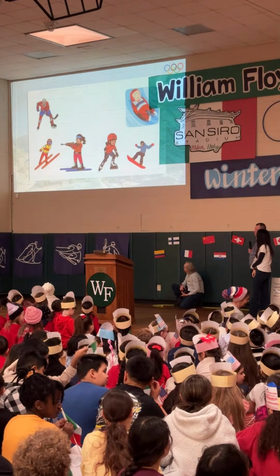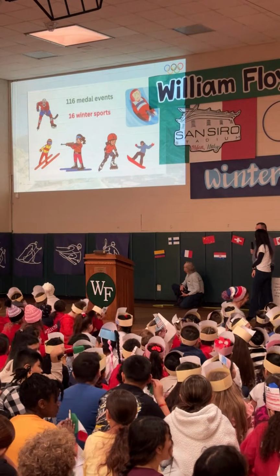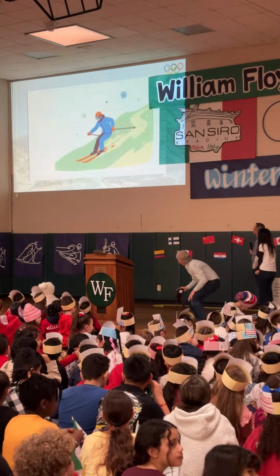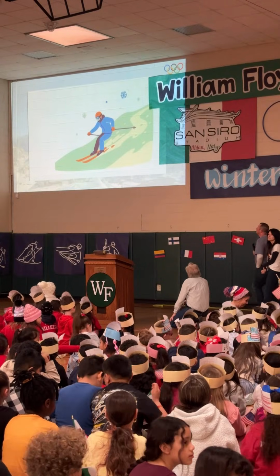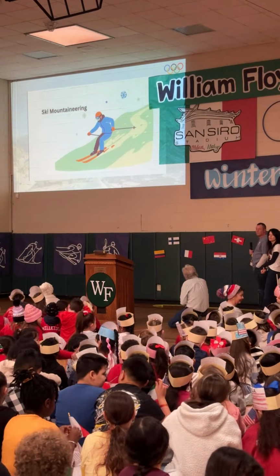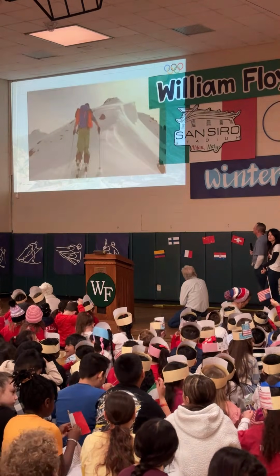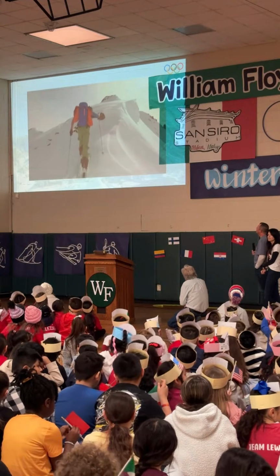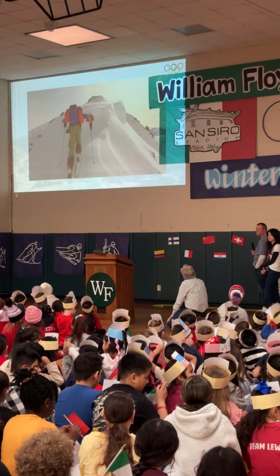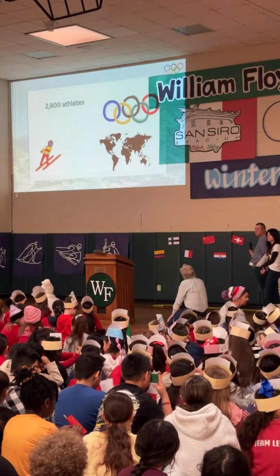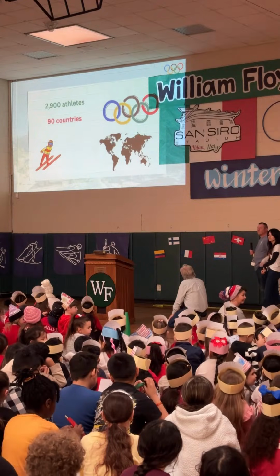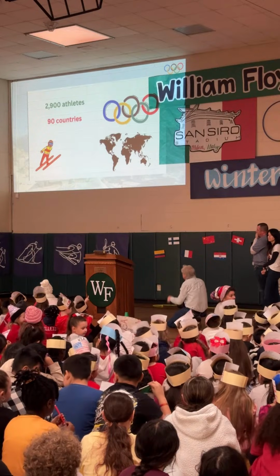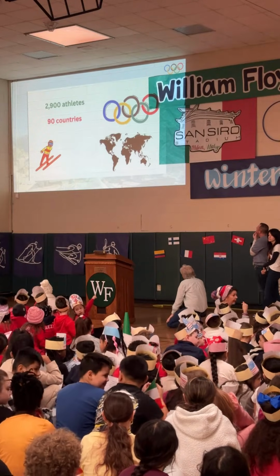The Milano Cortina Games will feature 116 medal events across 16 winter sports, from figure skating and ice hockey to snowboarding and ski jumping. But here's something new, a sport making its Olympic debut, ski mountaineering, or skimo. In skimo, athletes race uphill on skis, switch to climbing mode, and then race back down, a true test of endurance and versatility. Around 2,900 athletes from nearly 90 countries are expected to compete, continuing the Olympic tradition of uniting the world through sport, snow, and sheer skill.